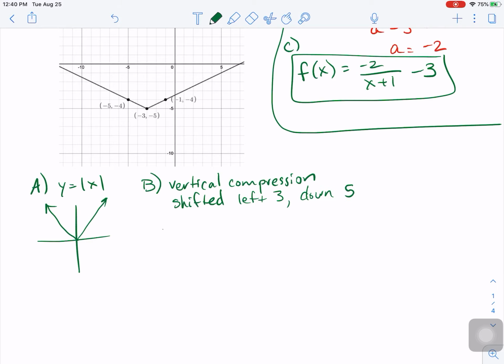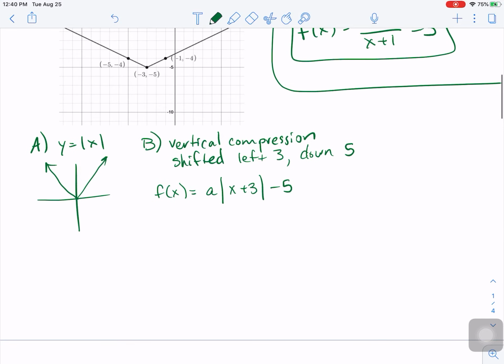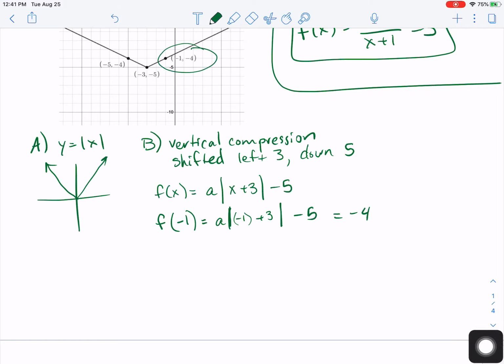So what I'm going to say is that f of x is equal to a times the absolute value of x plus 3 minus 5. Now to find my final answer, let's not use the vertex, let's use another point. Let's do f of -1, which is a times the absolute value of -1 plus 3, minus 5. And at -1, my point was equal to -4. And so I have a times the absolute value of 2 minus 5 equals -4.